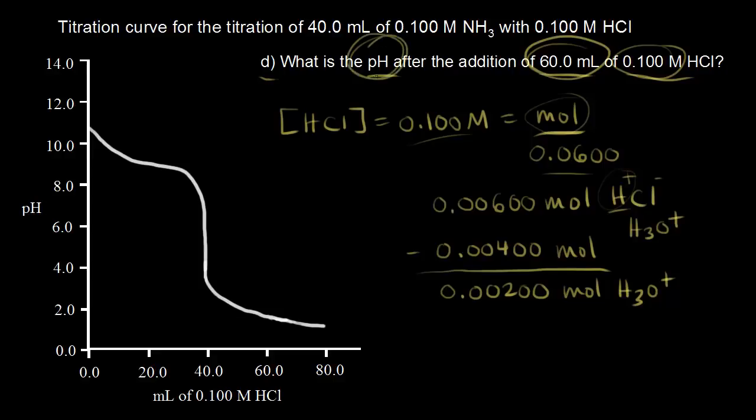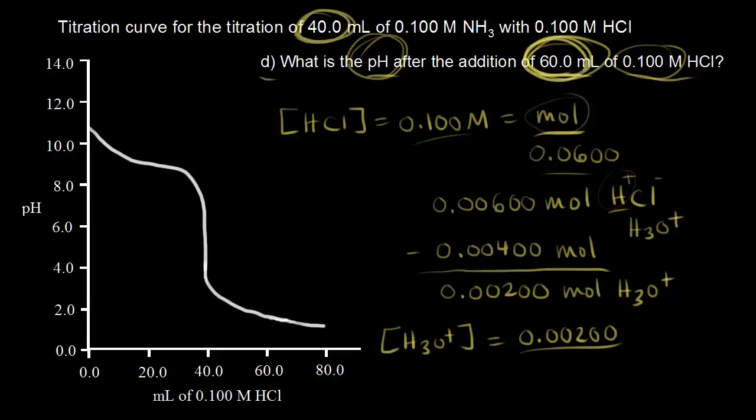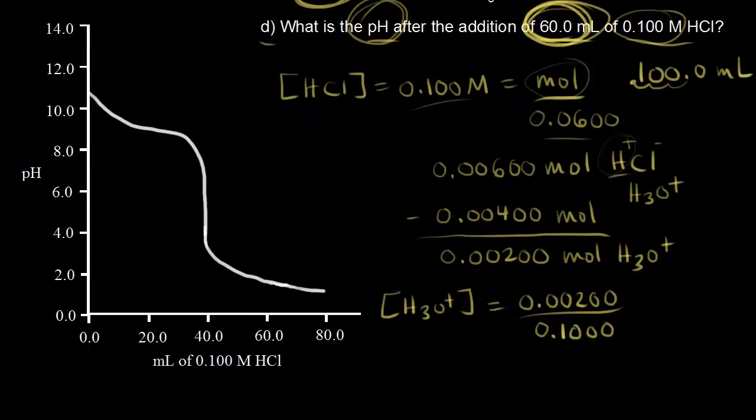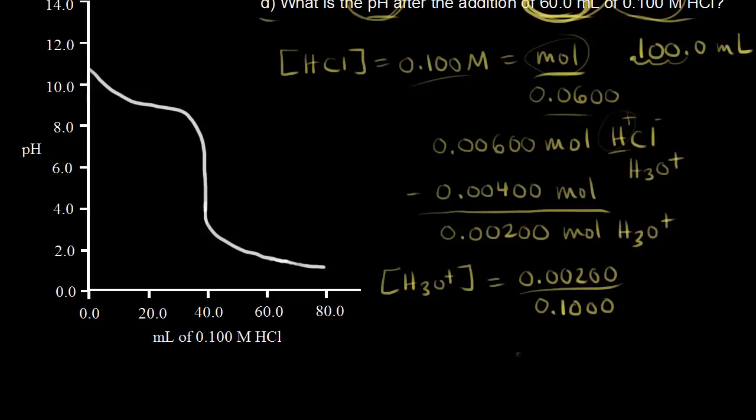Since our goal is to find the pH, we need to find the concentration of hydronium ions. So the concentration of hydronium ions would be equal to the moles, which is 0.002, and we need to divide that by our volume. Well, our volume would be 40 milliliters plus 60 milliliters, which would be 100 milliliters. So that's our total volume here. 100 milliliters would be 0.1 liters. So we have 0.1 liters here, and we can solve for the concentration of hydronium ions. So 0.002 divided by 0.1 gives us a concentration of hydronium equal to 0.0200 molar.